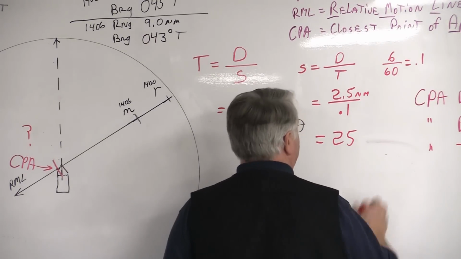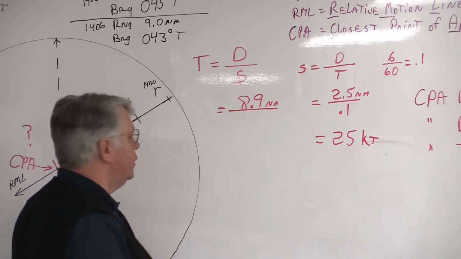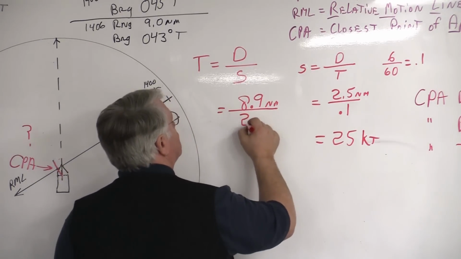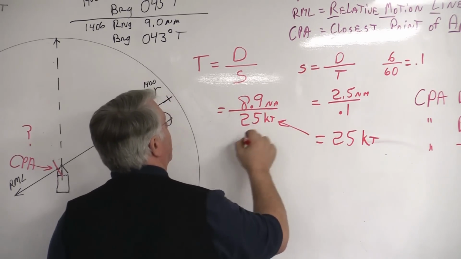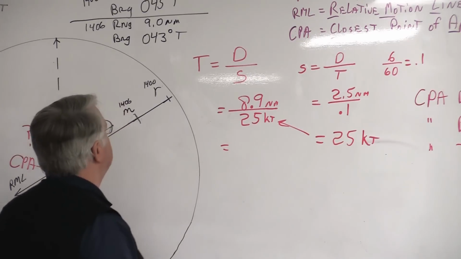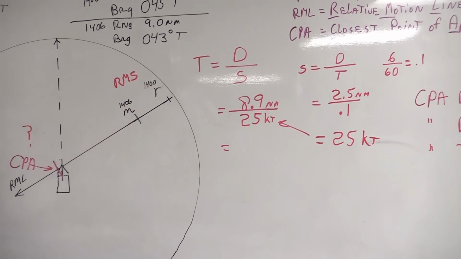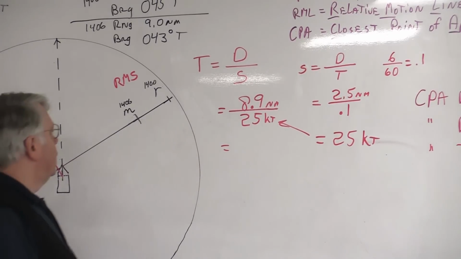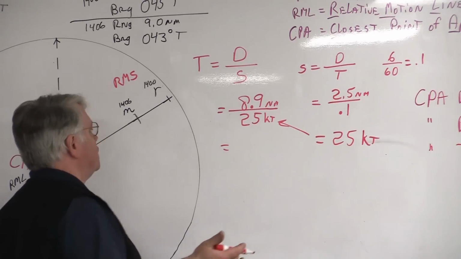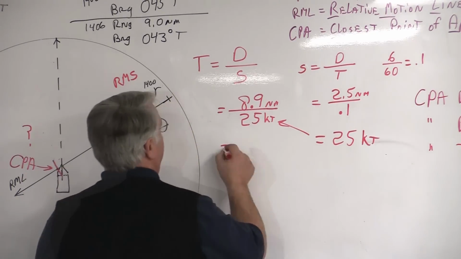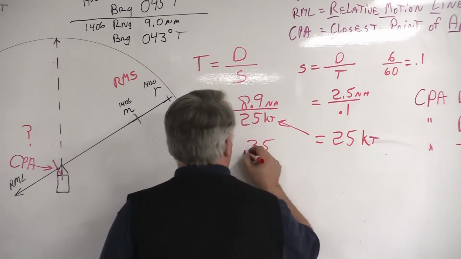And I labeled it wrong; we'll correct that. So 25 knots is the speed that we use in this problem. That's his relative motion speed. We call this the RMS, and that's an algebraic summation of his course and speed and my course and speed down the relative motion line. Now I've got to multiply that by 60, correct?